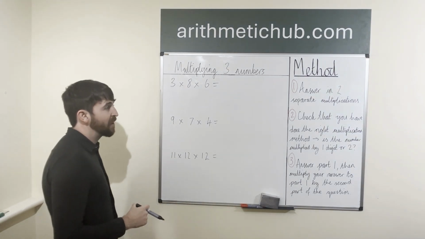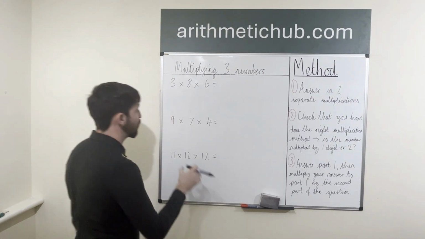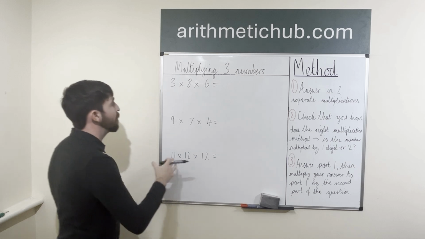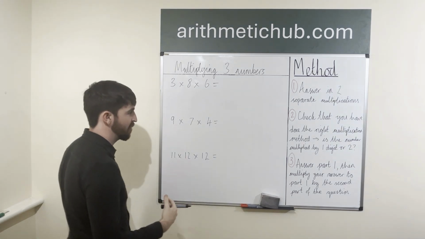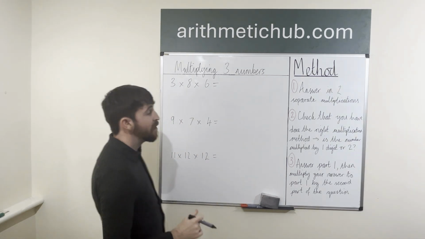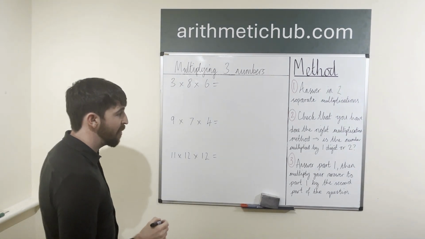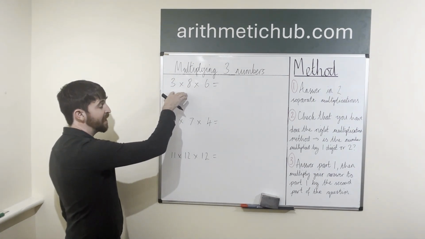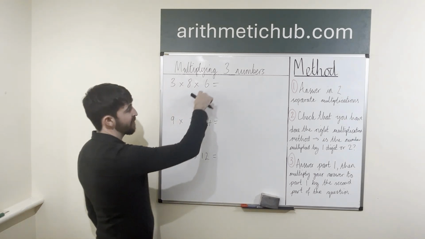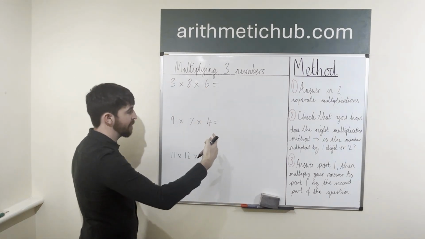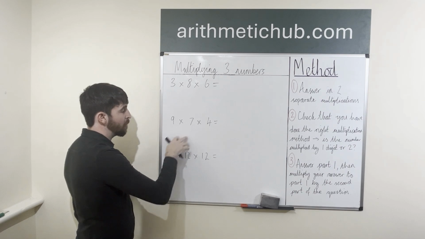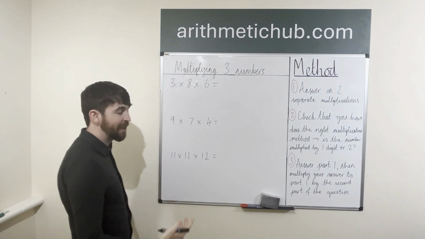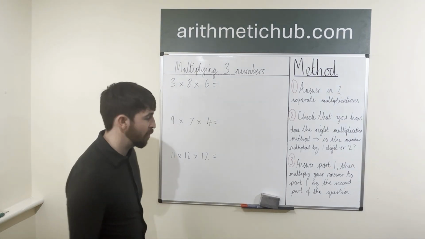The first part of the method is answering two separate multiplications. You don't want to be doing 3 times 8 times 6 in some big column. You want to be doing it in two separate multiplications. The second part of the method says, check that you've done the right multiplication method. Is the number multiplied by one digit or two digits? So here you've got 3 times 8 first, so you find the answer to that and then you multiply your answer by 6. Same here, 9 times 7, you find an answer to that, you multiply your answer by 4. So then the second multiplication, you're multiplying it by a one-digit number.